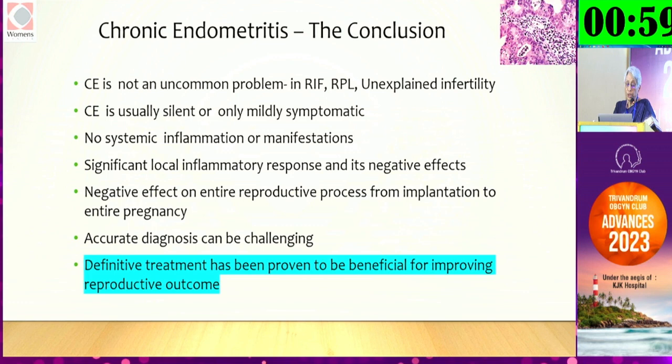So the conclusion is that it's not an uncommon problem. You have to look for it in situations such as RIF and RPL, and also in unexplained infertility. It's silent, only mildly symptomatic. No systemic inflammation or manifestations are there, so that makes it that much more difficult. A significant local inflammatory response, which can be picked out by histopathology, is there, and it can have negative effects on the entire reproductive process from implantation to the entire pregnancy and the newborn as well. An accurate diagnosis today is the challenge, but it's definitely possible.